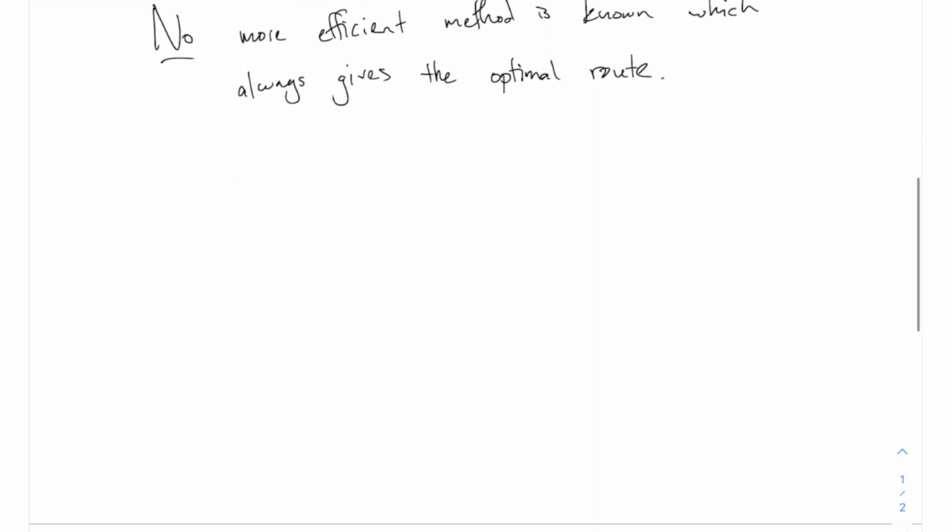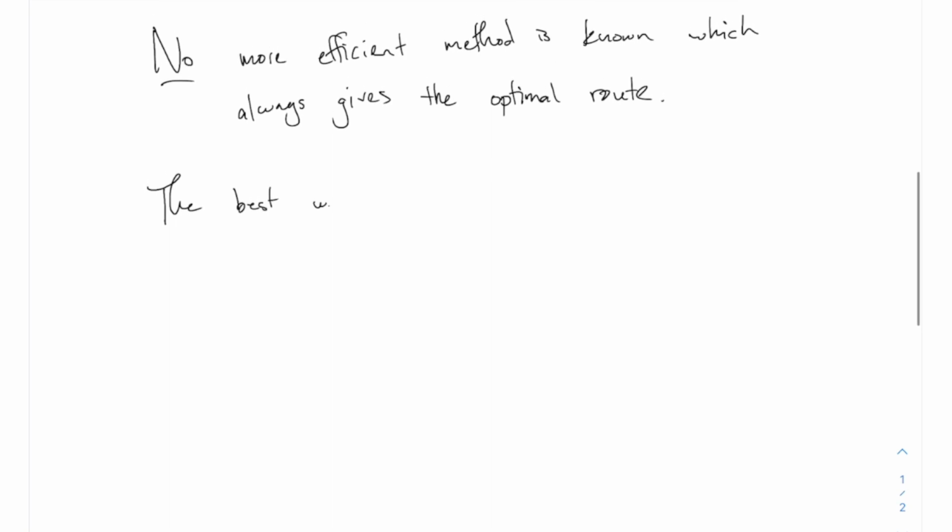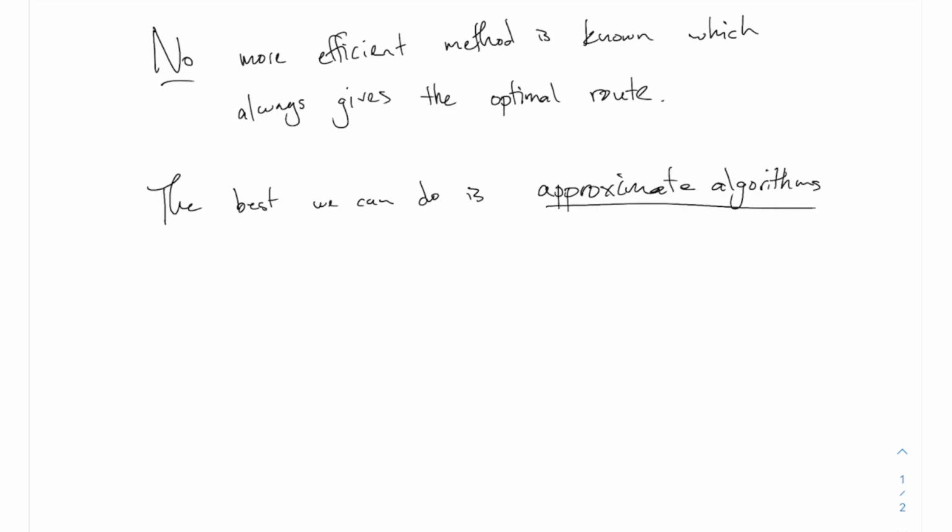Anyway, we still have to solve this kind of problem in the real world, so you can't just give up entirely. The best we can do is what are referred to as approximate algorithms. That is, there are techniques that will get you pretty good answers, but they will not give you the best answer in all cases. They are not guaranteed to give you the optimal route. So the best we can do is approximate algorithms.